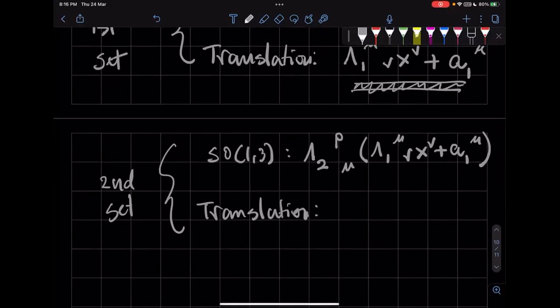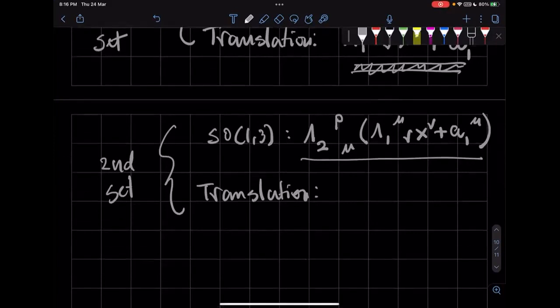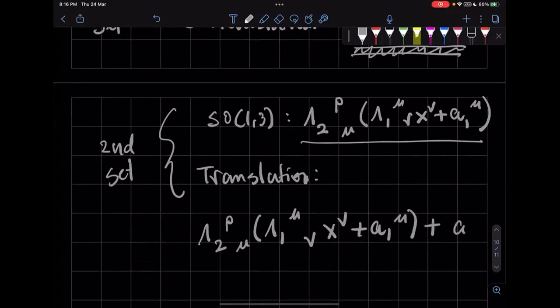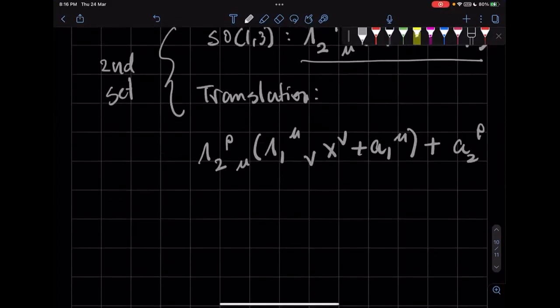And that translation is, we take this whole thing and add to it a2. So let's write that out. So lambda 2 rho mu lambda 1 mu nu x nu plus a1 mu, and we add to it a2 rho. Okay, so now we expand this. This is a Lorentz transformation acting on another Lorentz transformation, so that is going to be another Lorentz transformation with rho nu acting on x of nu.